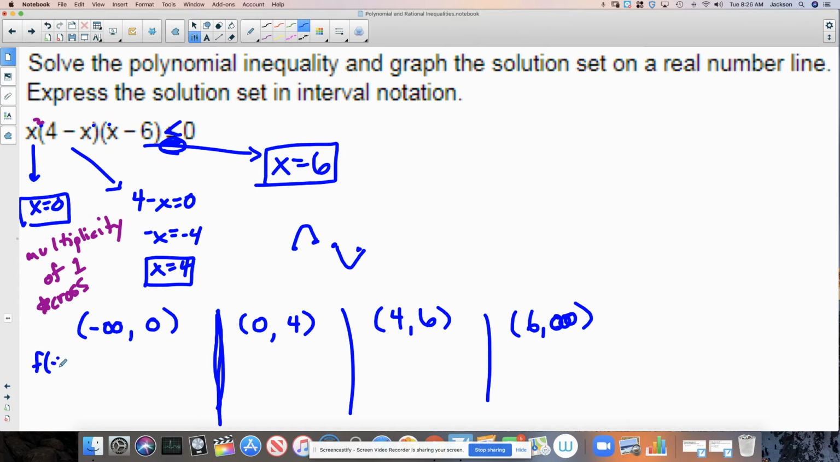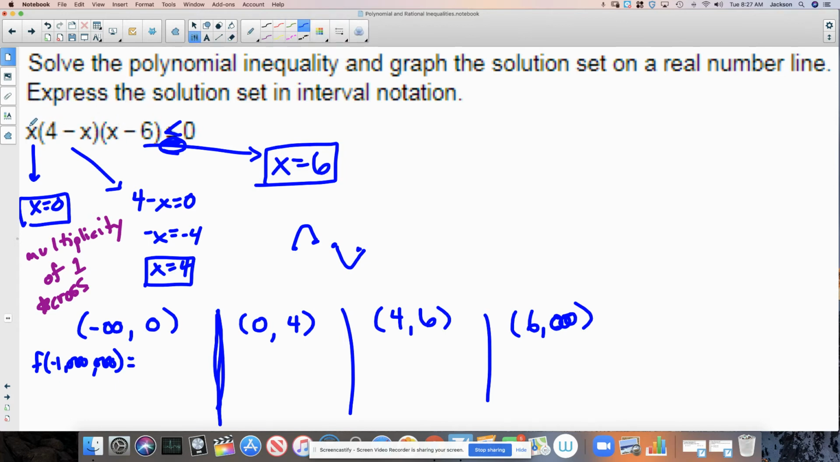If I plug in, and I gave you this example in a previous video, I can plug in any number that falls in this interval, and it's either going to be greater than or less than 0. I can pick anything. I can pick -1. -1 would be fine. But I'm going to use my brain power to work with big numbers and sort of cheat through this, right?